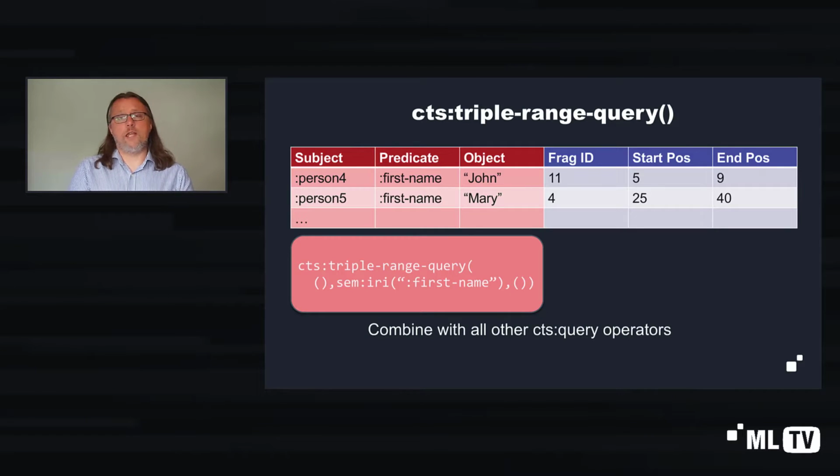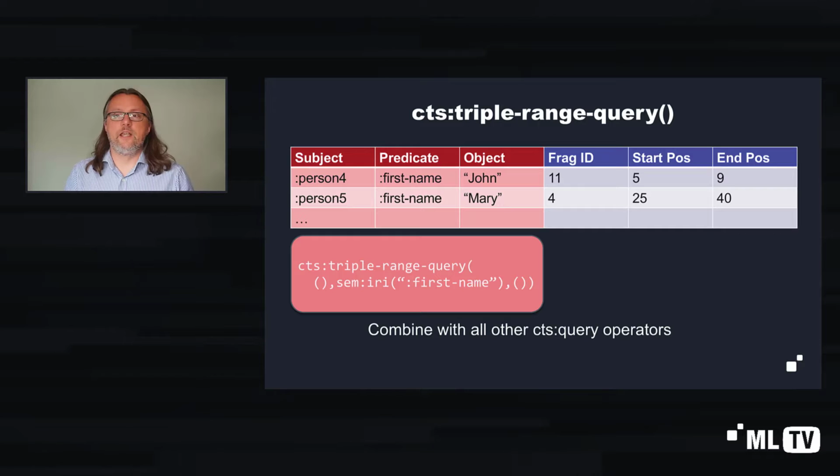So now let's look at ways that the triple index is queried. One of the ways, and possibly one of the least used ways, that the triple index is queried is by using a CTS Triple Range query. That is an operator in the search query interface, or CTS query interface, and it can be combined with all of the other CTS query operators.